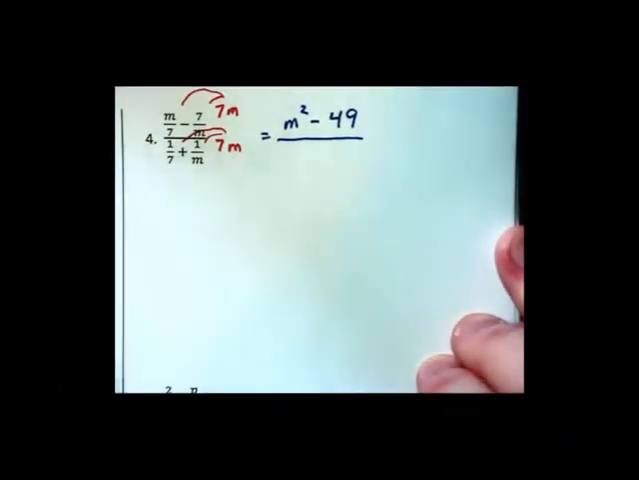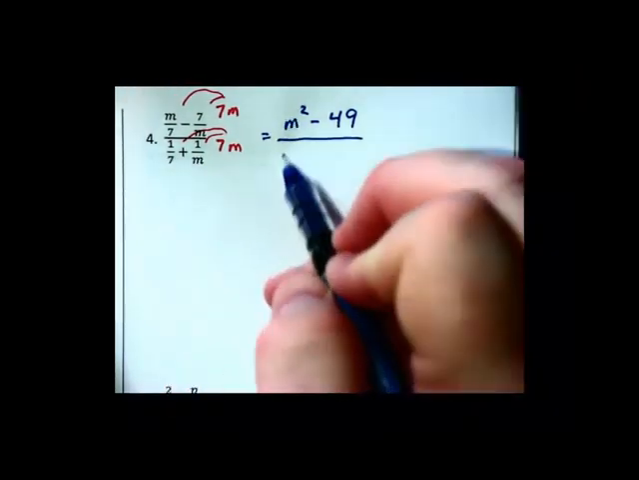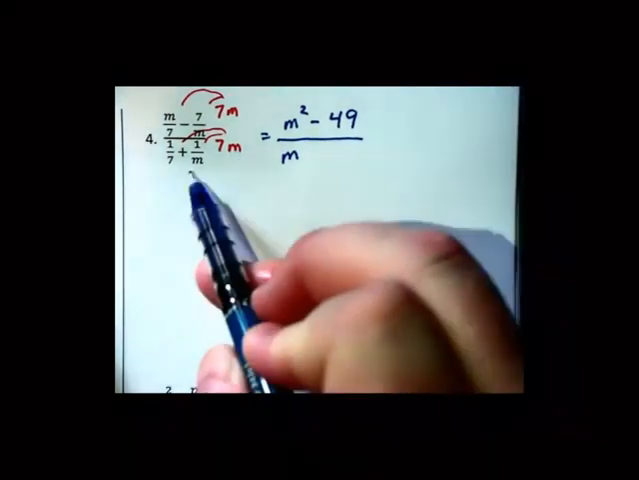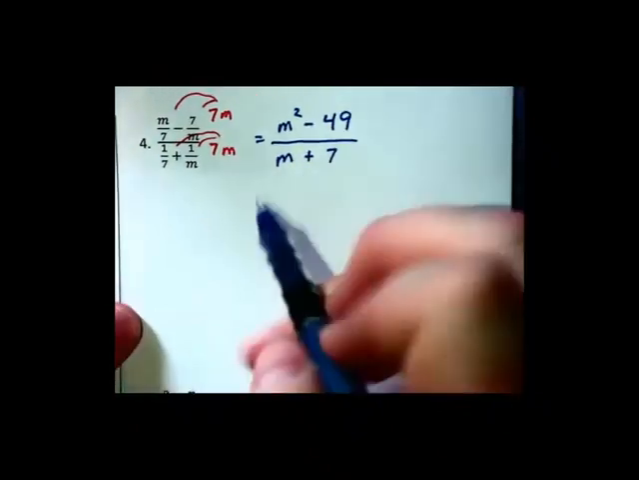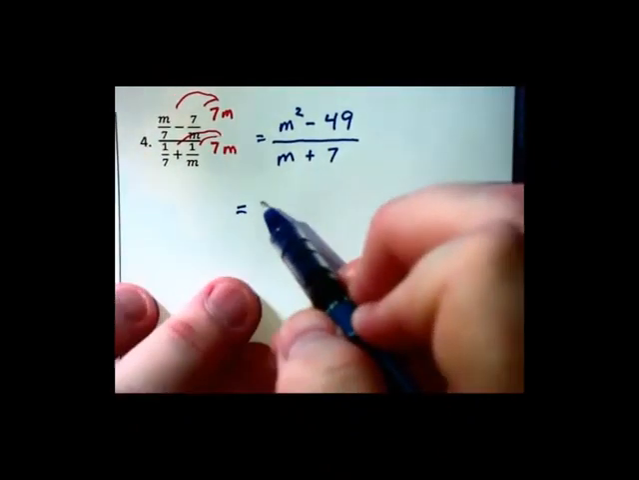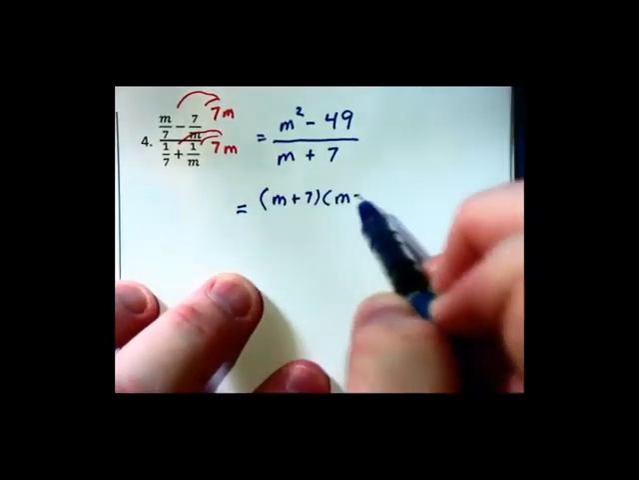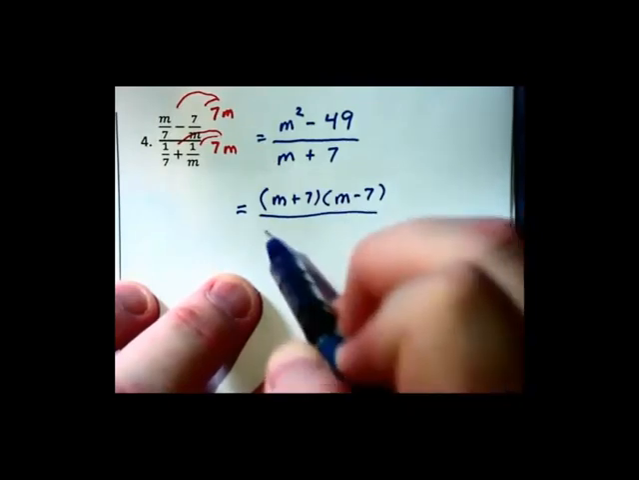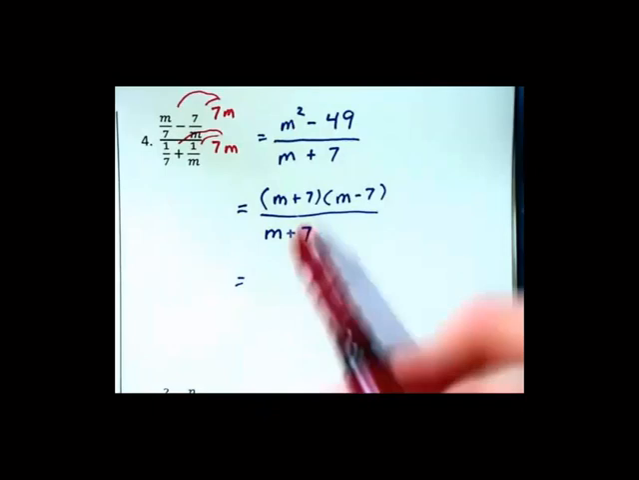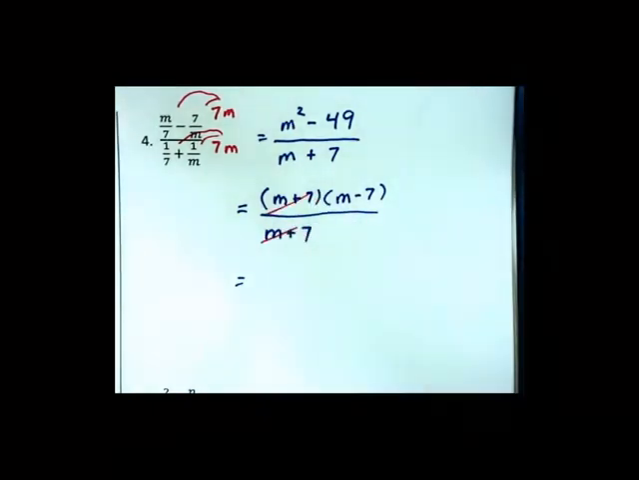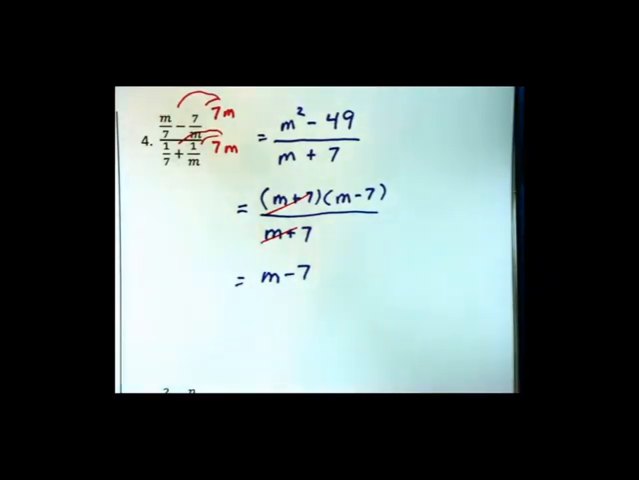On the bottom left, the 7's will cancel, leaving 1 times m. And in the bottom right, the m's will cancel, so you have 1 times 7, which is plus 7. Now this time we notice that we've got the difference of two squares. So m plus 7 times m minus 7 up in the numerator, divided by m plus 7 down below, tells us that after the cancellation we have m minus 7 left over. And that will be the answer to this problem.